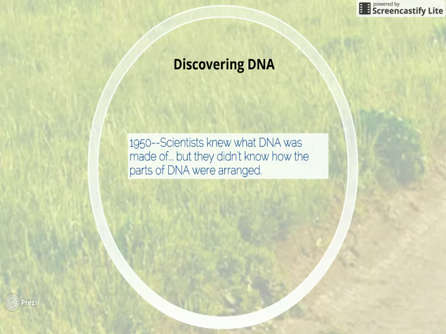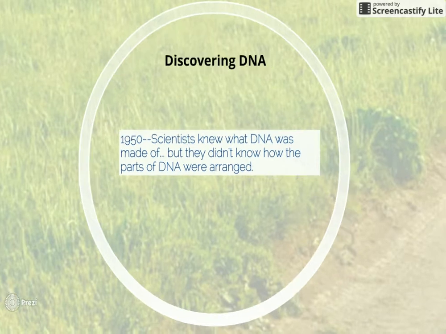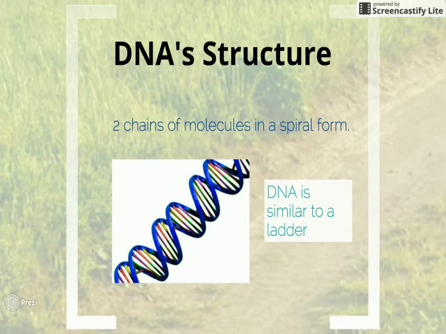In 1950, scientists knew what DNA was made of, but they didn't know how the parts of the DNA were arranged. We found that out later. So DNA is made up of two chains of molecules in a spiral form and looks kind of like a ladder. So you can see a picture of DNA right here.